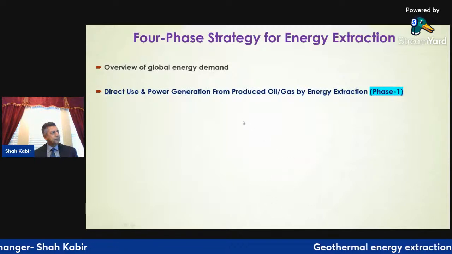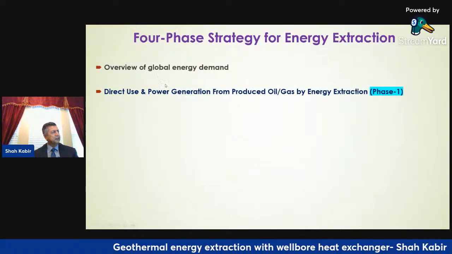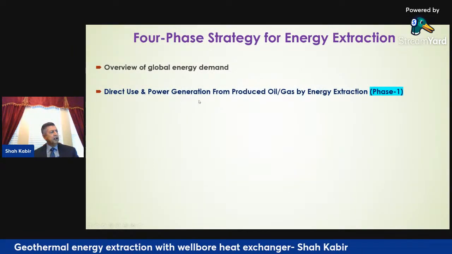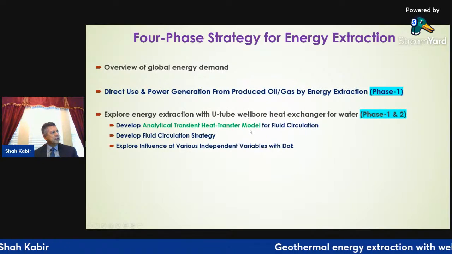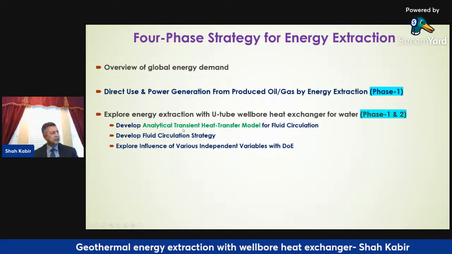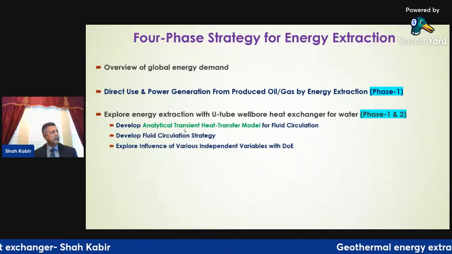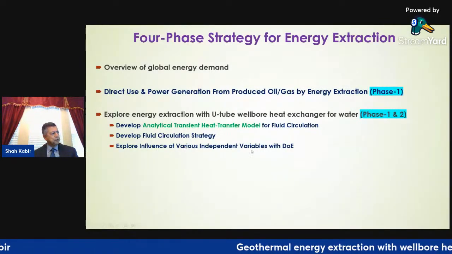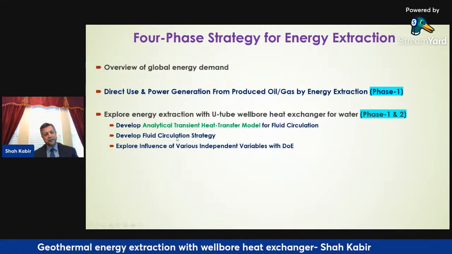Before we get into that, we'll give you a little overview of the global energy demand, and then the direct use and power generation. This is the item of our interest: we developed some transient heat transfer models for fluid circulation and how we can do that. And we have come up with the fluid circulation strategy, how we can best do it.